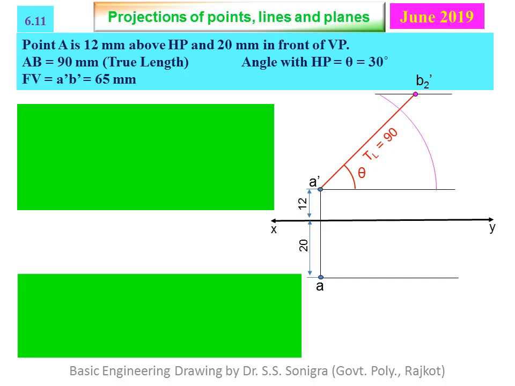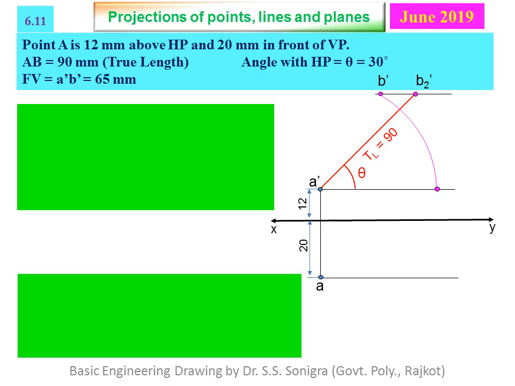Now draw locus of point B2 dash, that is horizontal line from point B2 dash, and here length of front view is given. That means A dash B dash is given, that is 65 mm, and we know B dash point will be on this line, that is locus of B dash. So take A dash as a center, 65 mm as a radius, draw an arc. That arc will cut locus of B dash at this point. Name this point as point B dash.